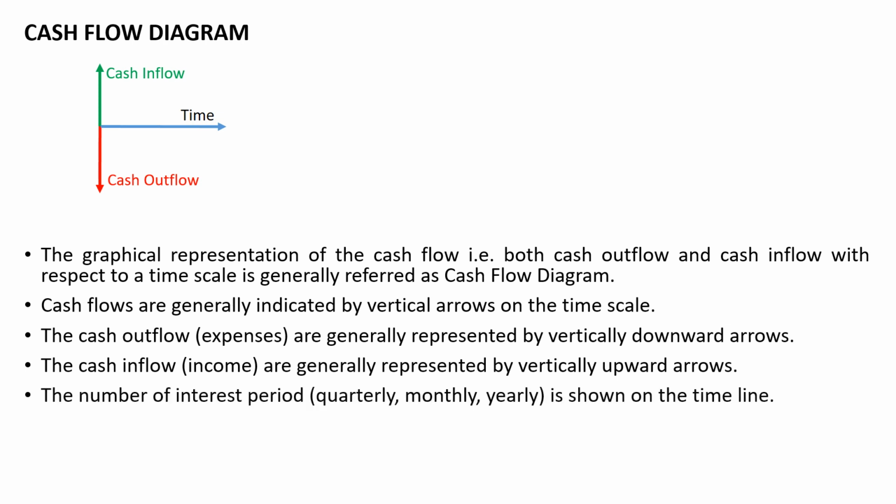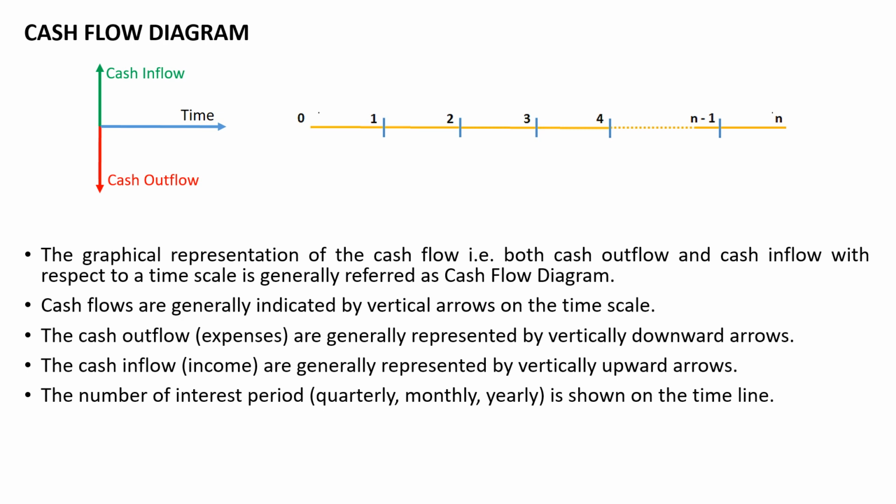The number of interest period, it could be quarterly, monthly or yearly, is shown on the timeline. Let's look into one of the examples. So here we have a timeline starting with time t equal to 0, 1, 2, 3, 4, etc. till n. So timeline is always along a horizontal line. The time could be either quarterly, monthly or yearly.